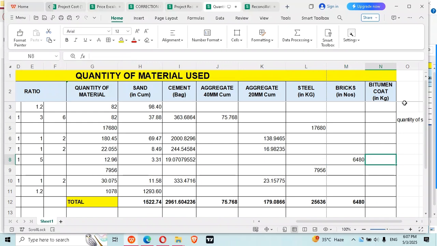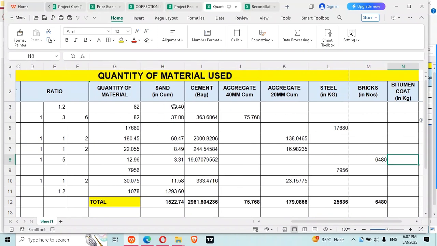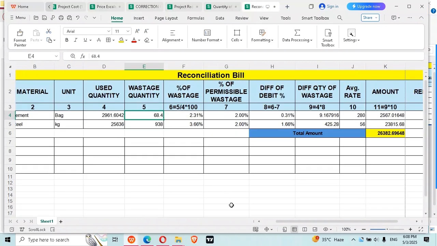And then if you have a bitumen coat, you can calculate that one as well. These are the formulas, just calculate them. Then we have the total of sand, cement, aggregate 20 mm, steel, bricks, everything. This is the amount of material we have used in our project. Then we come to the reconciliation bill.